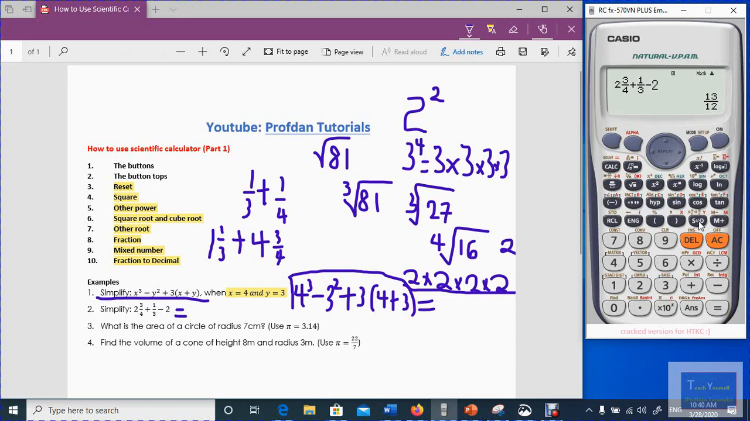Remember to convert it to decimal, I press this. Okay, and that is it.